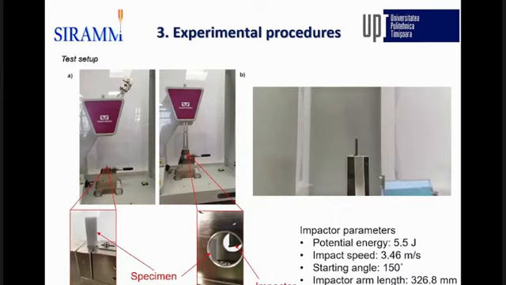Impactor parameters: potential energy 5.5 joule, impact speed 3.46 meter per second, start angle 150 degree, impactor arm length 326.8 millimeter.